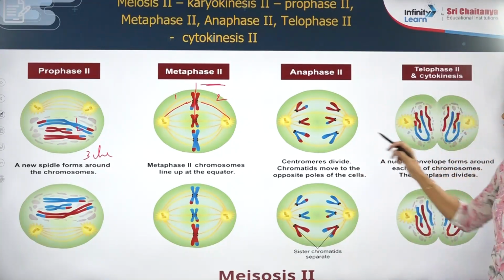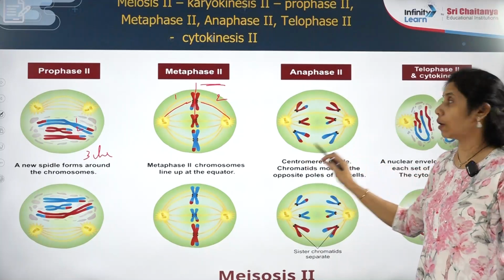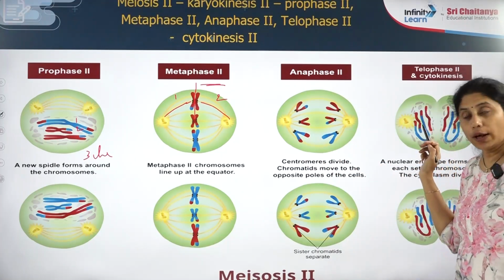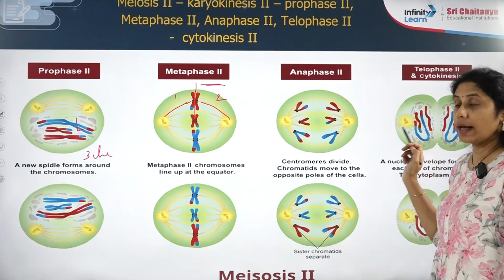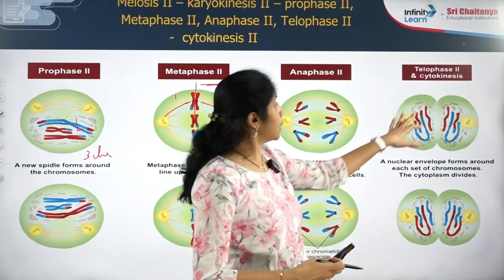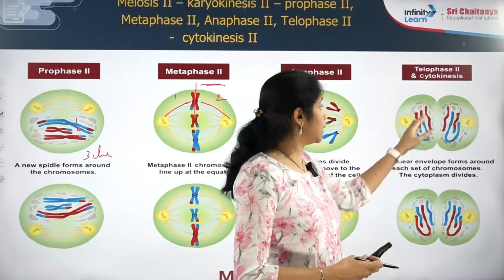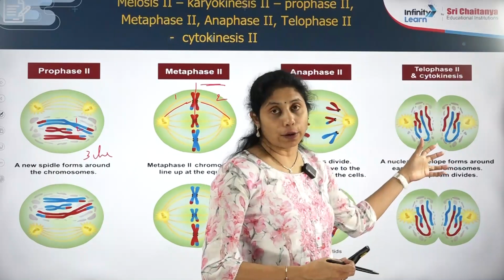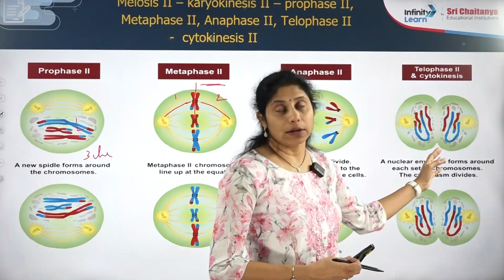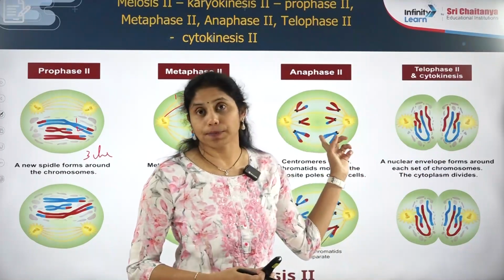In telophase II, the 3 daughter chromosomes which have migrated towards one pole will be covered by the nuclear envelope and nucleolus, and then it forms the 2 daughter nuclei. After that, cytokinesis II will happen and it divides the cytoplasm either by cleavage furrow or by cell plate method to form 2 daughter cells from each daughter cell.